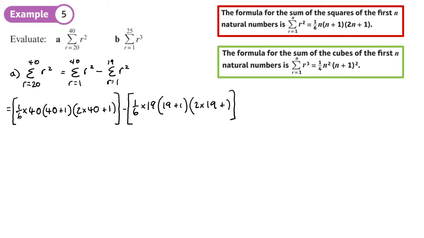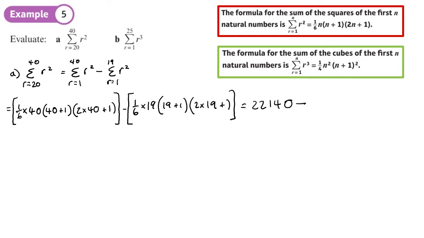So the next bit is just about using the calculator now and being careful to type this in properly. So let's work out the first bracket. So it's 1/6 times by 40, and then brackets 40 plus 1, I know that's 41. Second bracket 2 times 40 plus 1. Okay, so if I work that out, I get 22,140.